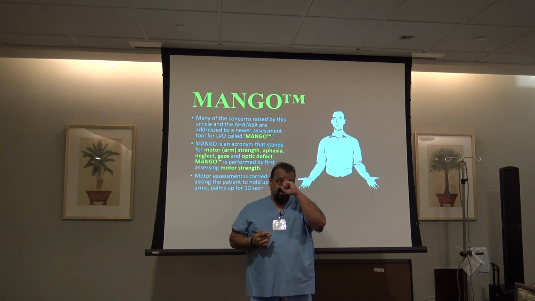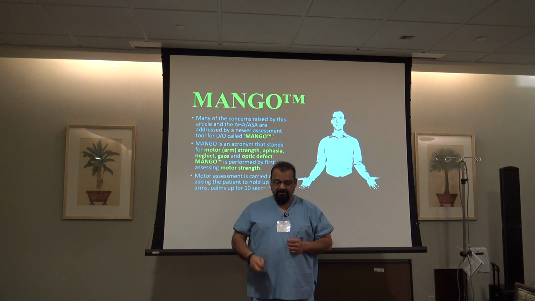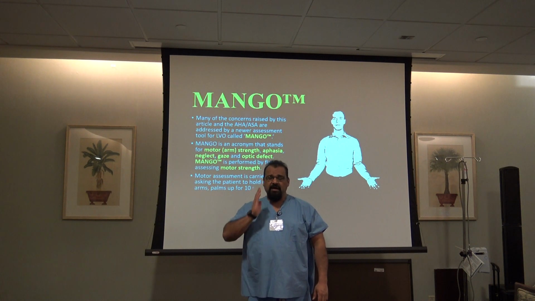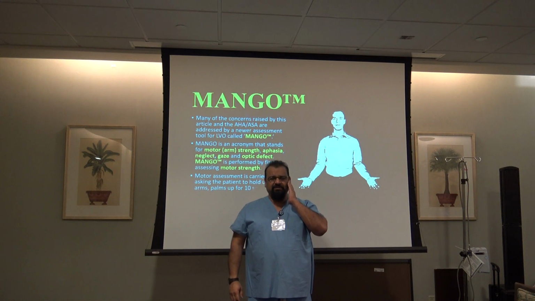Now, if they don't have an expressive or receptive aphasia, go to N, which is neglect. The way I check for neglect is I ask the patient to close their eyes. I touch one side of the face and I ask them, "What side am I touching?" They'll say right. I touch the other side. I ask them, "What side am I touching?"